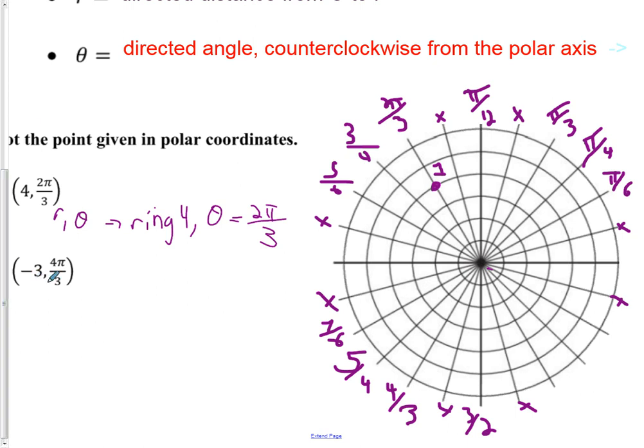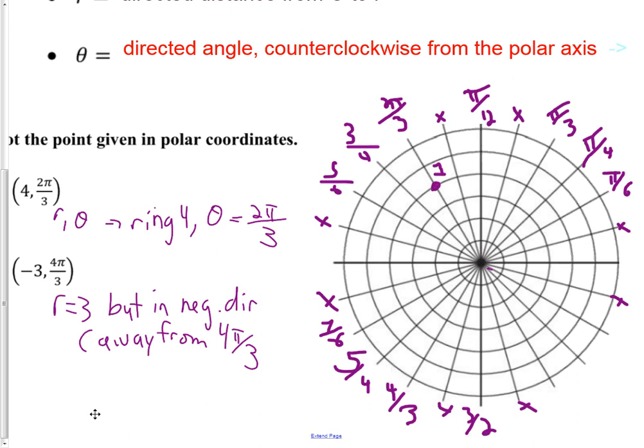Next, we've got -3, 4 pi thirds, okay? So -3 is the same as ring 3, but in a negative direction, so opposite from 4 pi thirds. So using my ring, 4 pi thirds is going over here, and so instead of going 3 towards it, we're going to go 3 away. So again, it's like this line.